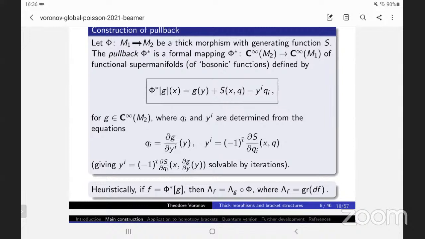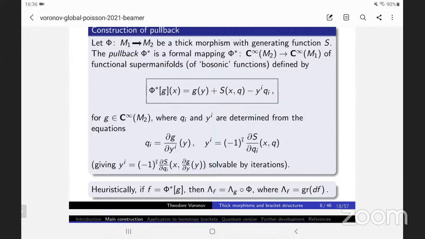Okay, so let me explain. This is not a canonical transformation, but it is very close. All the formulas that we're using are very close to formulas that are familiar from, say, Arnold's textbook on mathematical methods of classical mechanics, or even more Landau-Lifshitz.